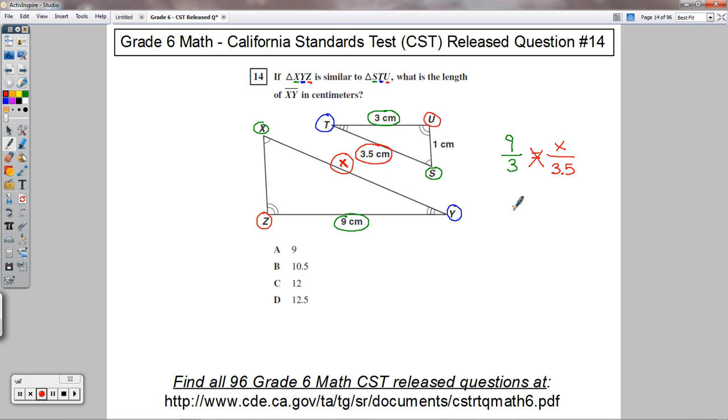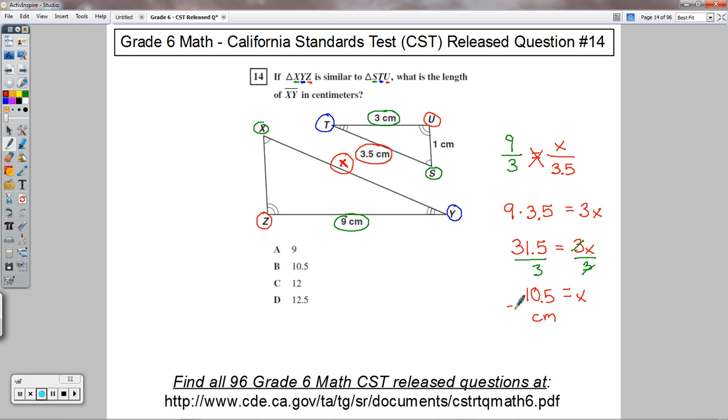So I've got 9 times 3.5 equals 3 times X. I know 9 times 3 is 27, and then 9 times 0.5, that's half of 9, that'd be 4.5. So if I put those 2 numbers together, 27 and 4.5, I would get 31.5, and then divide both sides by 3. That would cancel there and there, and I'm left with X. I know 30 divided by 3 is 10, and then 1.5 divided by 3 would be 0.5, so I have 10.5. And this would be in centimeters.